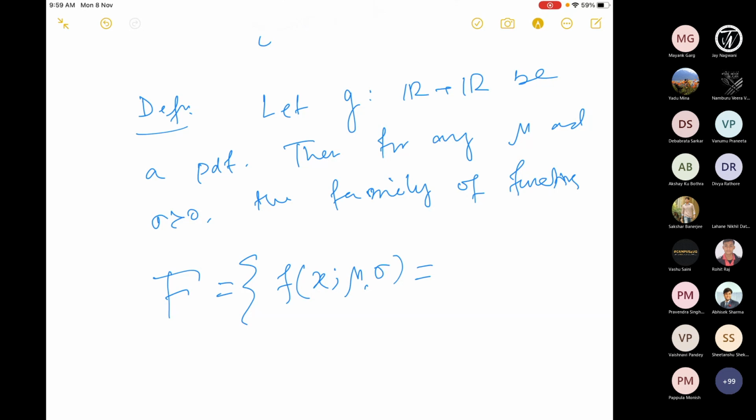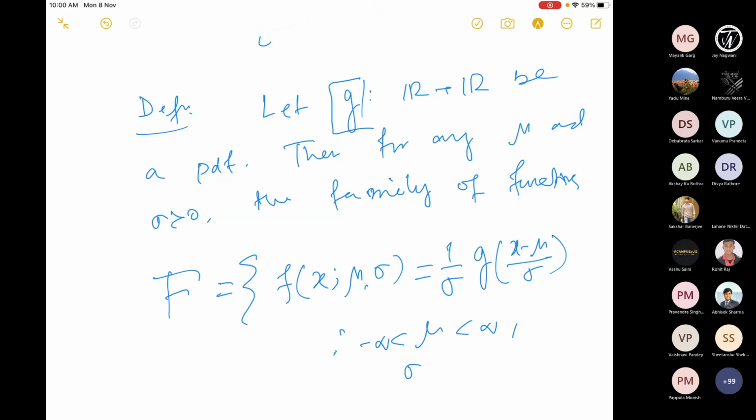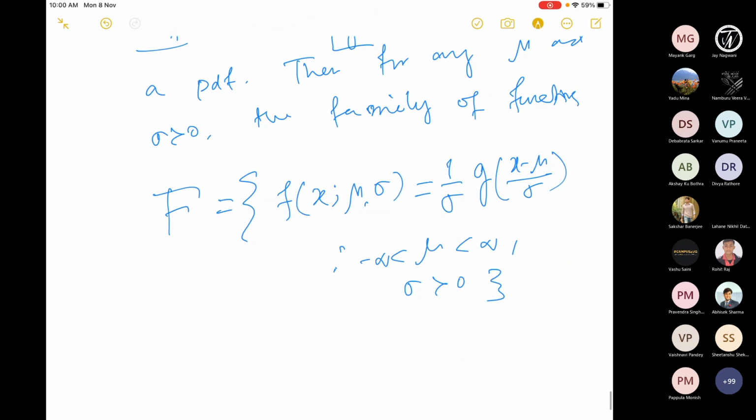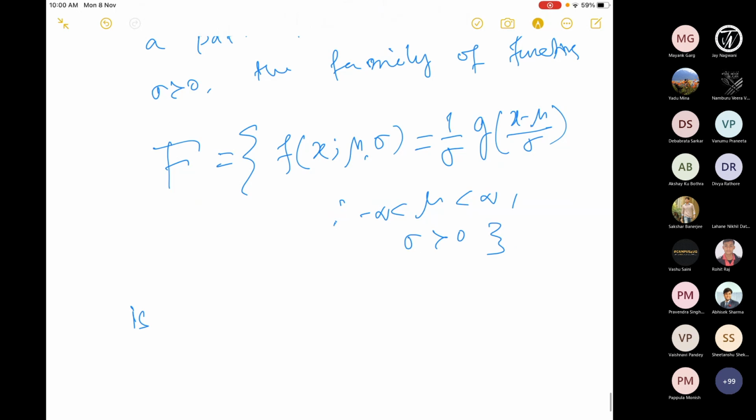But I'm defining, so G is a PDF. Now I'm defining a new function using the PDF, which is 1 by sigma times G of (x minus mu) by sigma, where mu could be anything, lying between minus infinity and infinity, and sigma is positive. So this class of functions given a PDF G is called the location scale family.